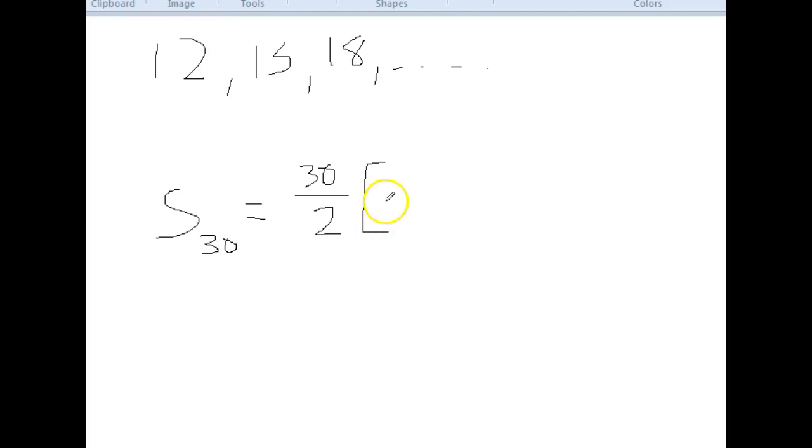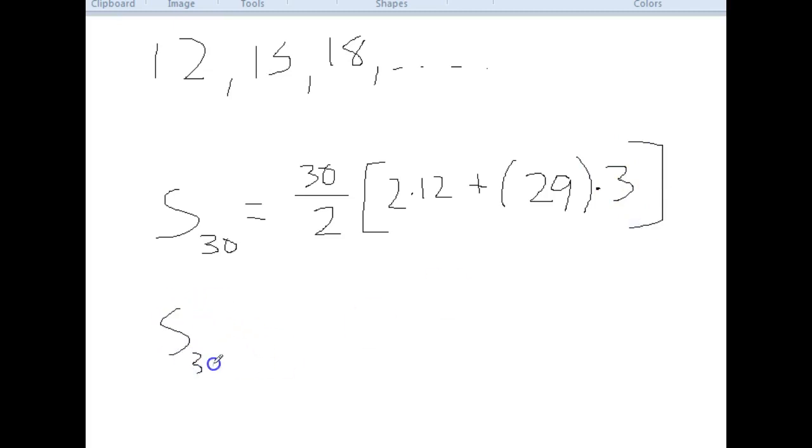So then you do 2 times a1, which is the very first term, which is 12, so 2 times 12, which is going to give us 24, and then plus n minus 1, so our total 30 minus 1, which is 29, and that's multiplied by the d, the difference between each successive term.